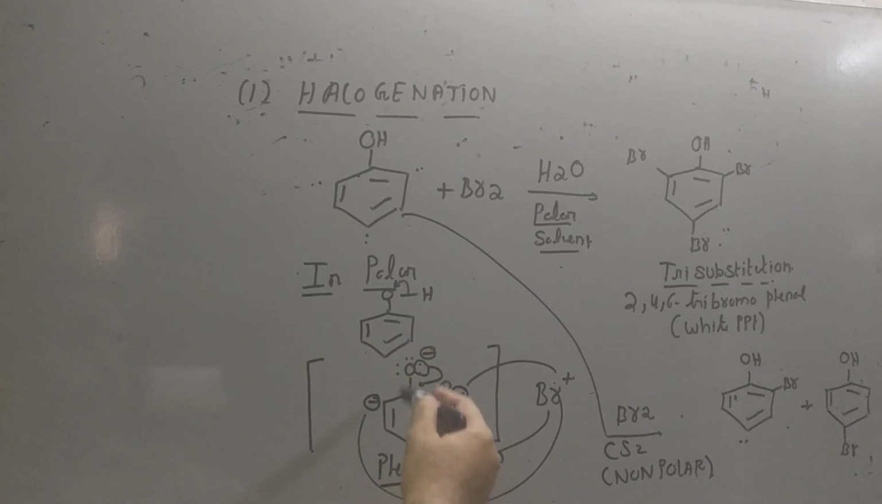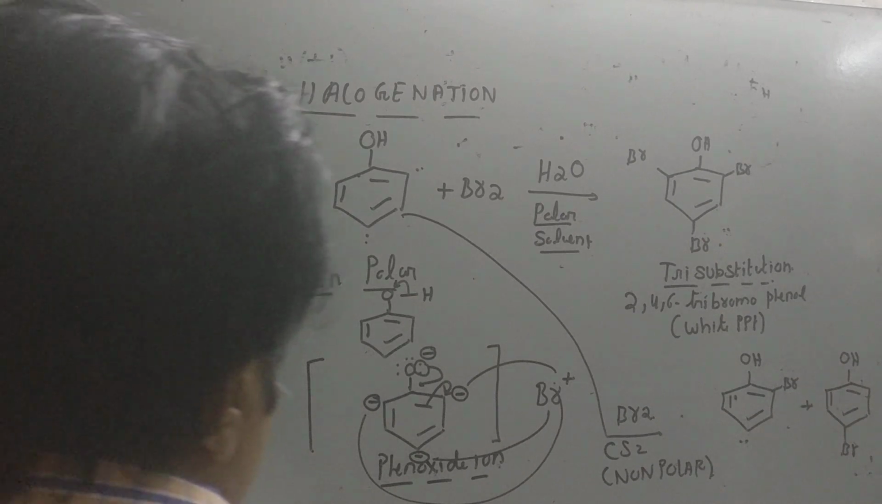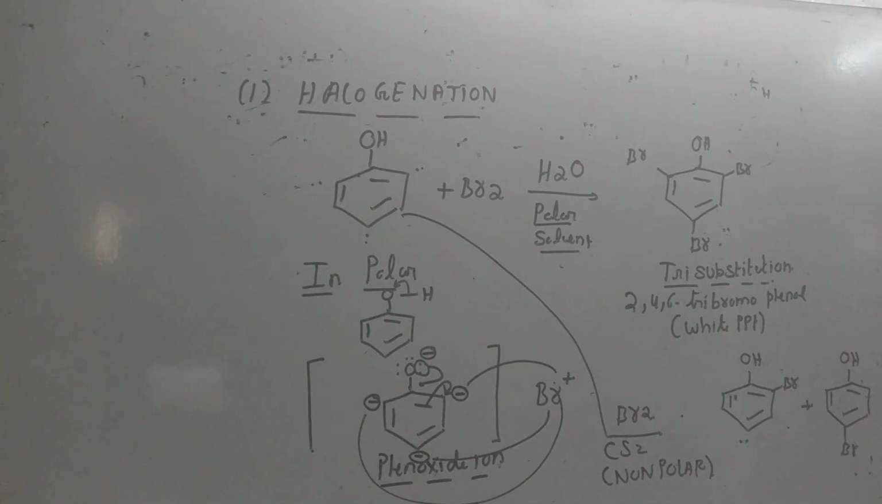In phenoxide, oxygen has a negative charge. This negative charge is going to push these electrons towards benzene very readily. It is going to repel and the electrons are going towards the benzene. The amount of negative charge at ortho and para positions is going to be very high, and with the result the ring is so activated that Br+ attacks all the three positions simultaneously and we get a tri-substituted product. So in the polar solvent we get a tri-substituted product. In the non-polar solvent we get a mixture of ortho and para. So this was the first reaction, called halogenation.